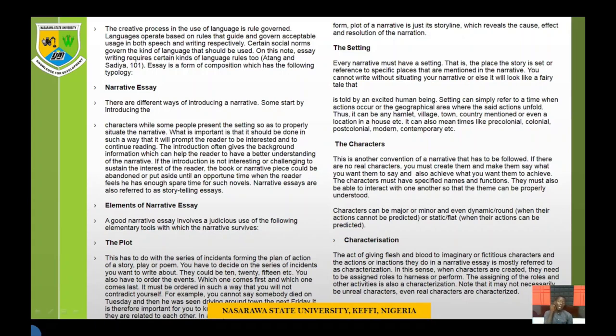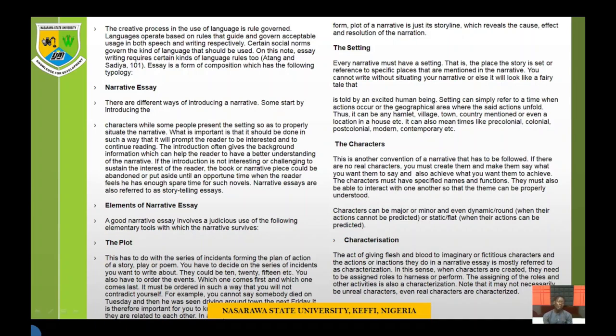So characters again can be major or minor, or even dynamic and what? Static. Not every participation or performance of a character in a story must be the same as another character's. This is where we talk about minor characters and major characters. For instance, in Things Fall Apart, Okonkwo must be there. He's a major character. You cannot remove him. But there are characters like Obuefi, Zendu, okay? Those characters do not have much effect in the story. You can remove them, so they are minor characters.